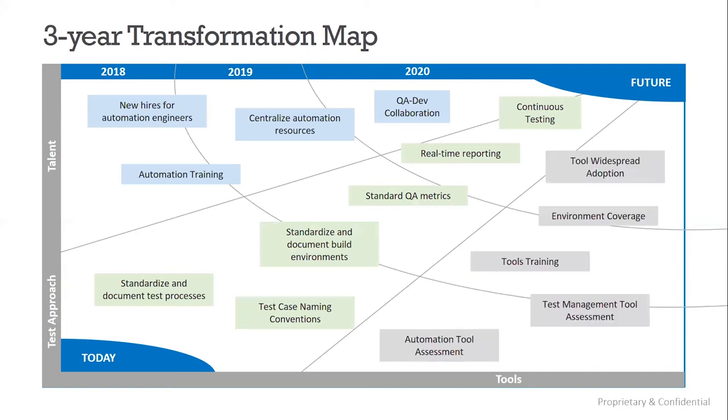And then with your tools, it could be around, hey, we don't do automated testing right now. We want to make sure that our tool is up to par and we have the right features to make our organization successful. And marrying that with a test management tool, and then conducting tools training, and then getting environment coverage into your organization, and making sure not just your team adopts those tools, but that widespread adoption occurs.